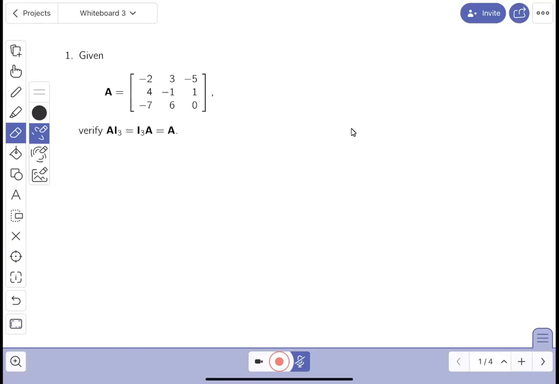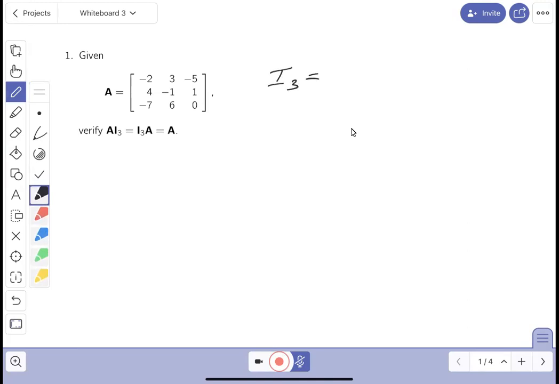Okay, so we're given a matrix A, which is a 3 by 3. There's 3 rows, 3 columns. Then we're asked to verify that if you multiply by the identity matrix I3, and I3 is the identity matrix, looks like this over here. It's a 3 by 3, where all entries are 0, except the diagonal is filled with ones.